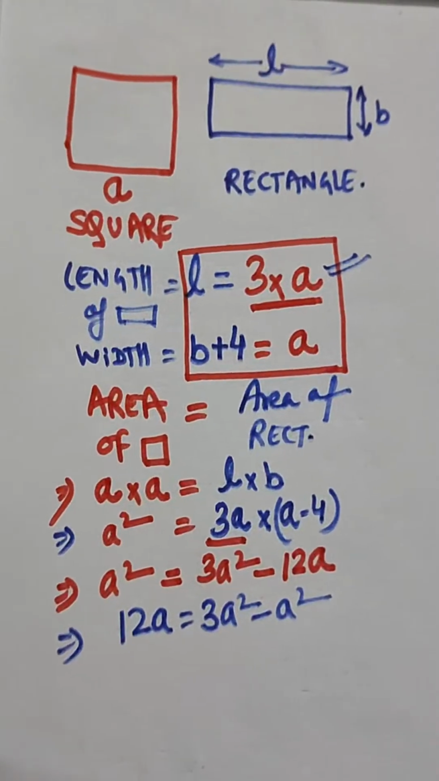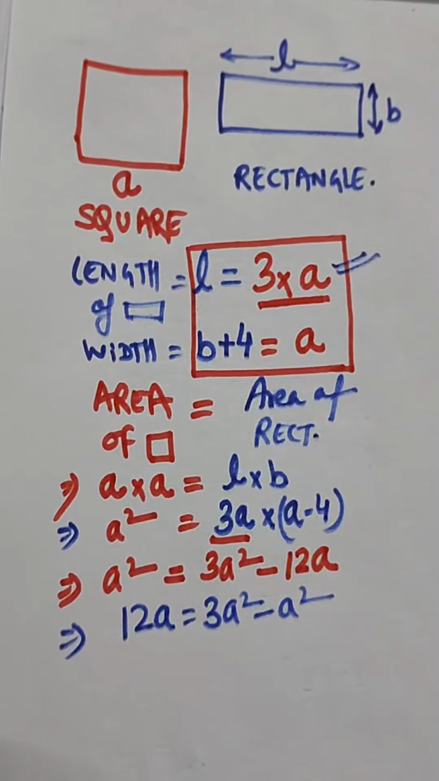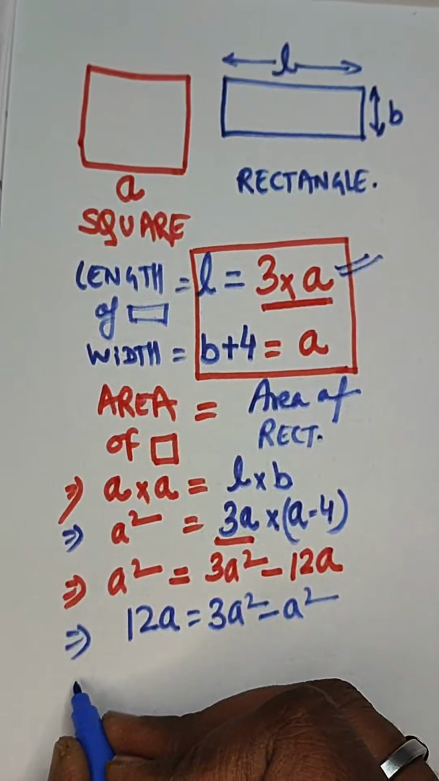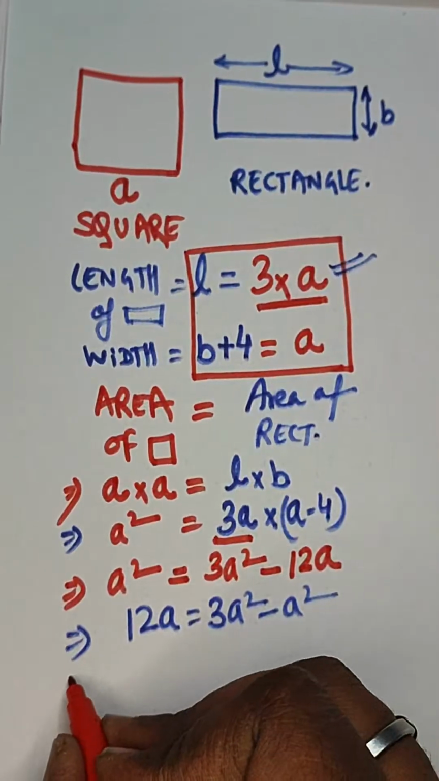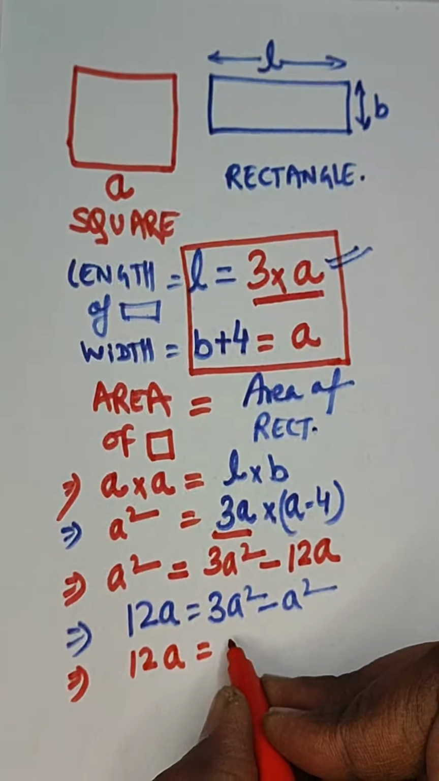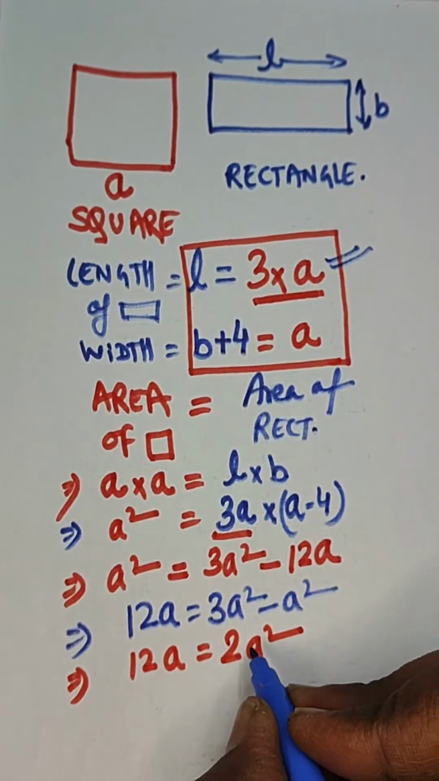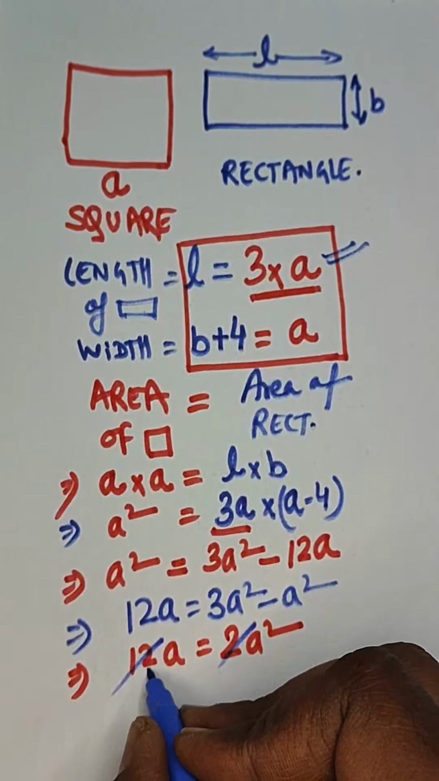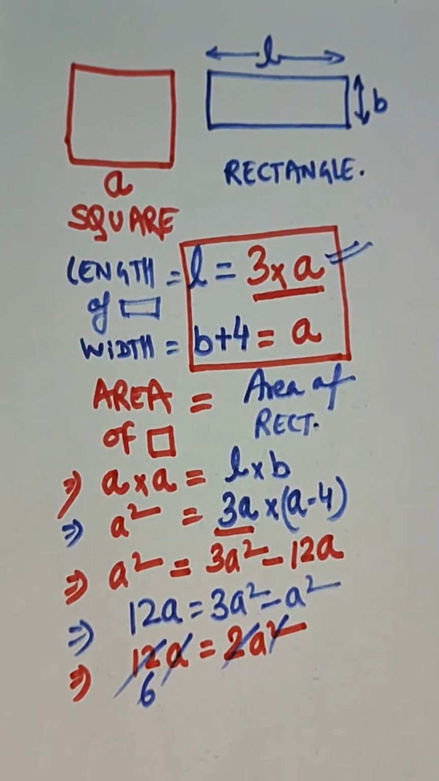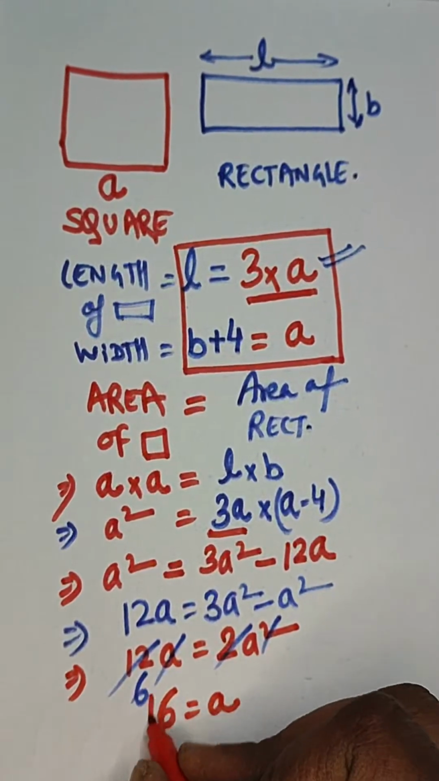Now with this, my dear friends, we have one equation in the form where a is the variable, and when you solve it, you will get in the next line 12a is equal to 3a square minus a square, that is equal to 2a square. And when you solve it, 2 will divide 12, 6 times, and this a will be divided by this a, and finally we get the value 6 as a.